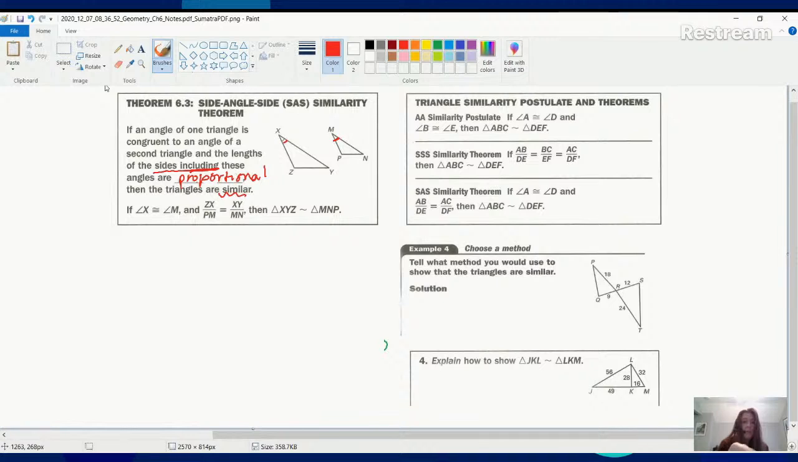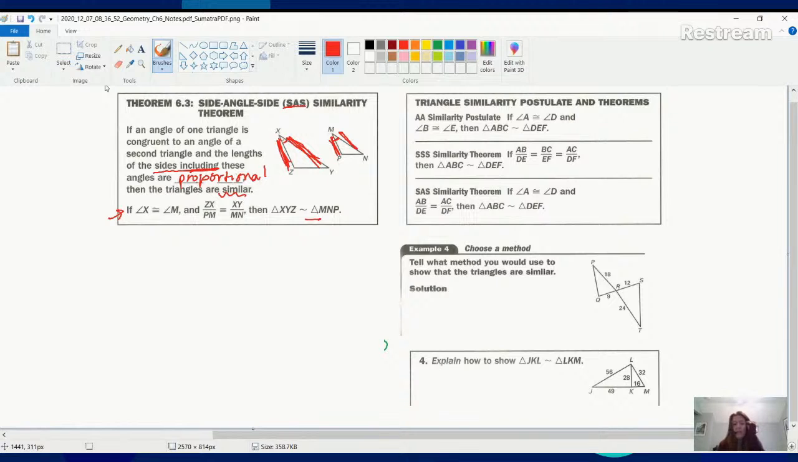Okay, so remember this idea of including, and side, angle, side means the angle has to be the included angle. When we're comparing proportions, we need to look at the two sides that touch that angle in order to see if side, angle, side works. So you see in this little phraseology down here, it says if angle X equals angle M and ZX over PM, so that's these two sides here, is equal to XY over MN, so that's these two sides over here, then the two triangles are similar. So again, side, angle, side, you should be familiar with it. Those sides have to be proportional and they have to be touching the angle. So that's the important thing for that.